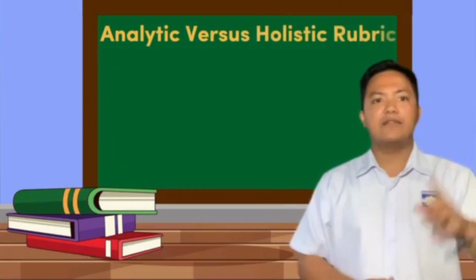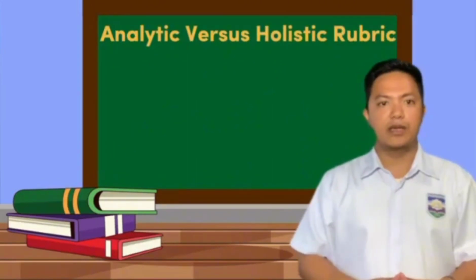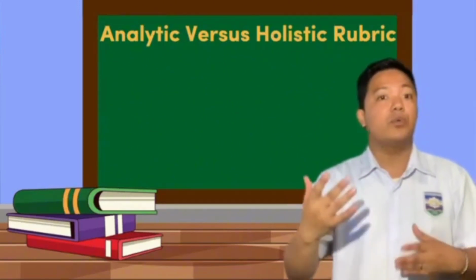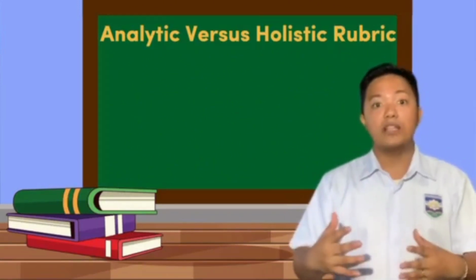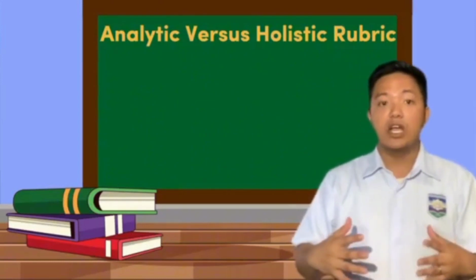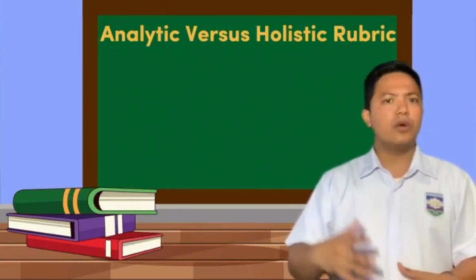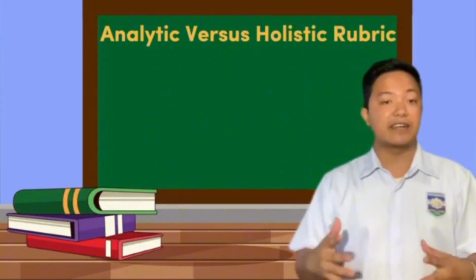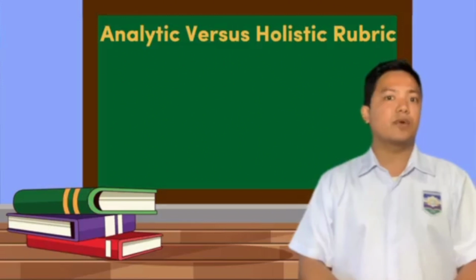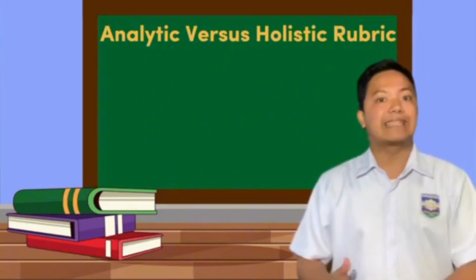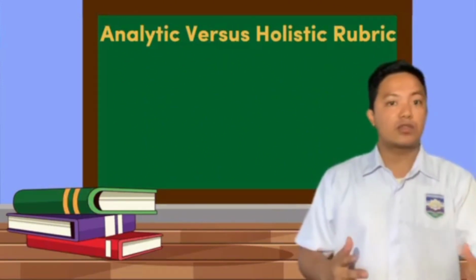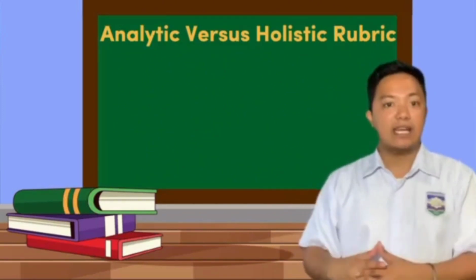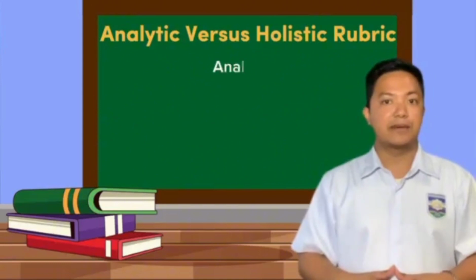So, analytic versus holistic rubric. For a particular task you assign students, do you want to be able to assess how well the students perform in each criterion, or do you want to get a more global picture of the students' performance on the entire task? The answer to that question is likely to determine the type of rubric you want to choose, create, or use: analytic or holistic rubric.